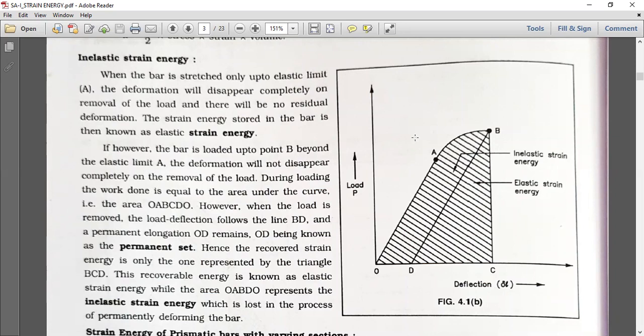If, however, the bar is loaded up to point B beyond the elastic limit A, the deformation will not disappear completely on the removal of the load. During the loading, work done is equal to the area under the curve, which is OABCD, or OABD.